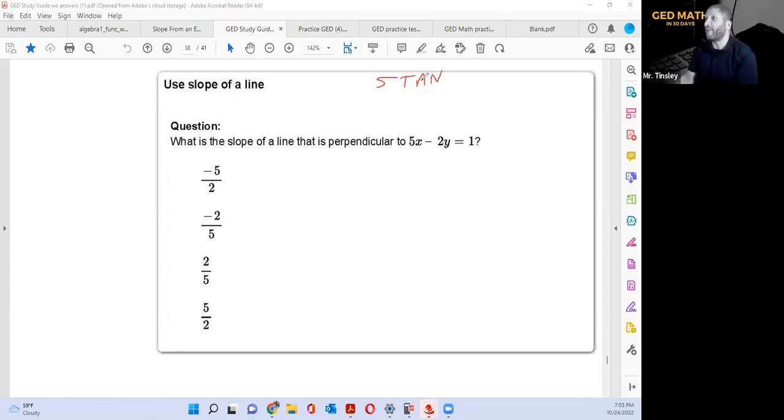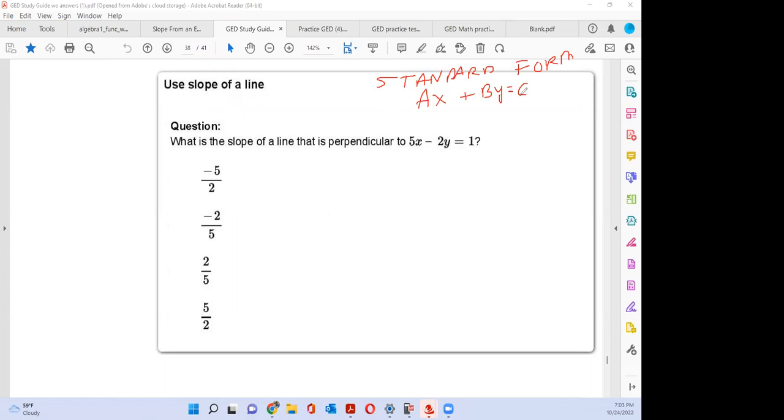This is how you have to walk through these problems. First of all, the linear equations: standard form, slope-intercept. First, identify what form it is. What form is standard form? Ax plus By equals C. You keep saying it, you keep writing it, you keep doing it.